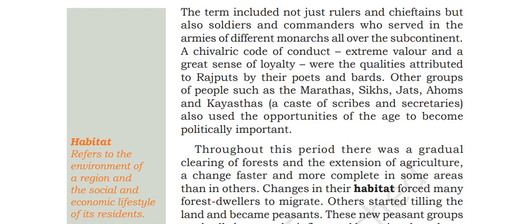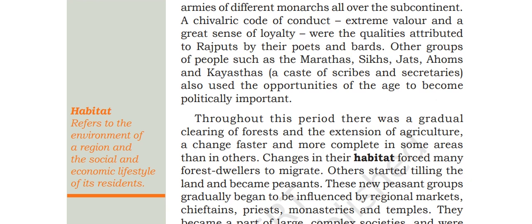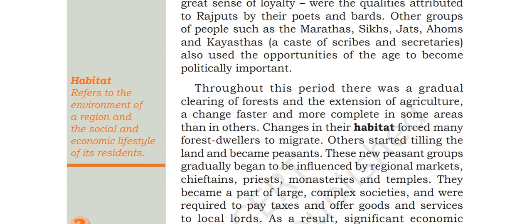Other groups of people such as the Marathas, Sikhs, Jats, Ahoms, and Kayasthas also used the opportunities of the age to become politically important. Kayasthas were a caste of scribes and secretaries. Throughout this period, there was a gradual clearing of forests and the extension of agriculture.